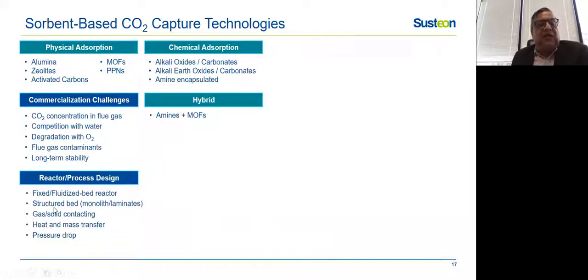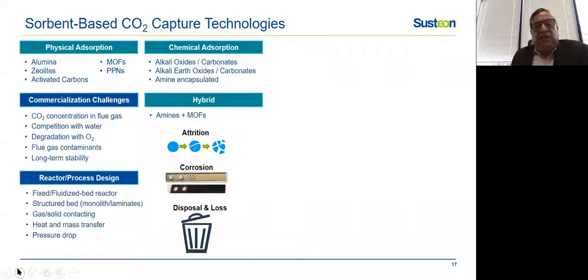Then the gas-solid contacting becomes important, and heat and mass transfer, because the absorption reaction is exothermic and regeneration is endothermic, and we need to figure out how do we supply the heat to the regeneration and how do we remove heat from the absorption. And then pressure drop, because flue gas is at very low pressure. And the issues are like attrition, corrosion, disposal and loss, leaching, these are typical losses.